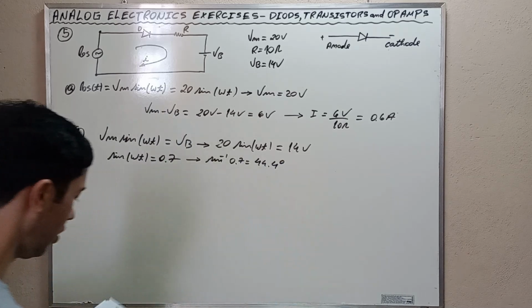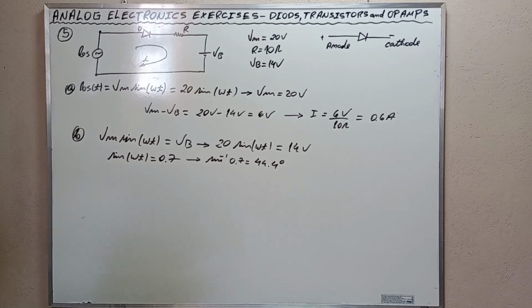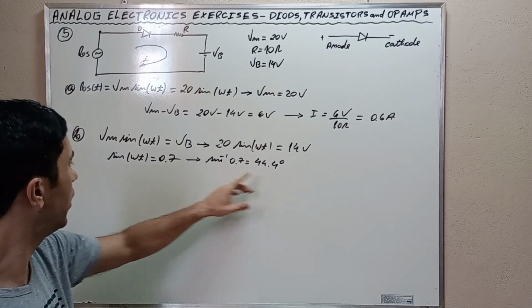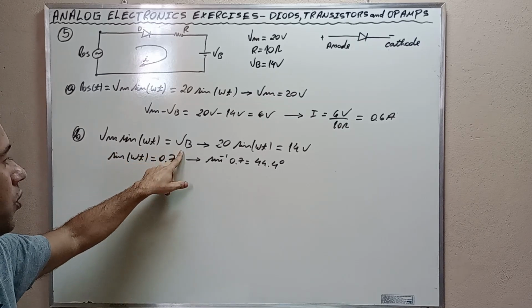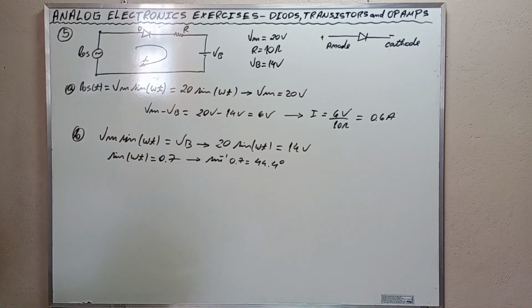44.4 degrees. Okay, this is a very important result in this calculation to discover the angle in which the sine wave is equal to the voltage of the battery. What are the values in which sine Wt is equal to 0.7? We observe that this value is equal to 44.4 degrees.